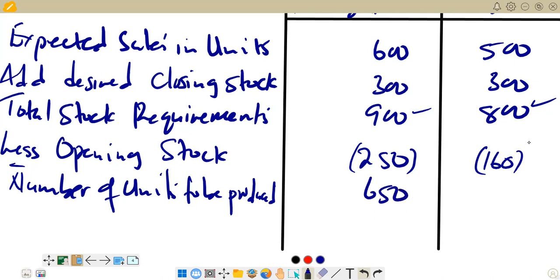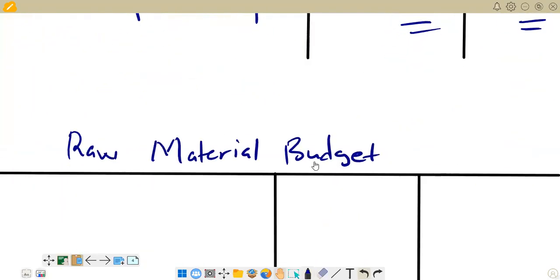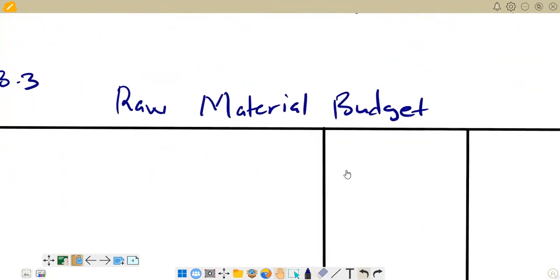We do the same here, 800 minus 160, you get 640. So these are the final figures that we are looking for in the production budget. That is number of units to be produced. Then we can move on to the next budget that we have according to the question, right? According to the question, the next budget that we have is the raw material budget.